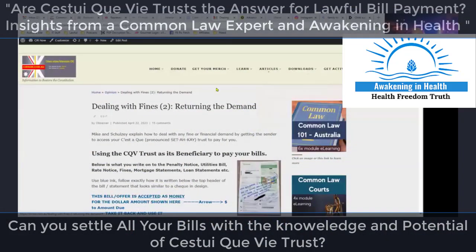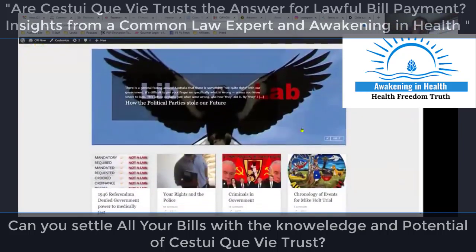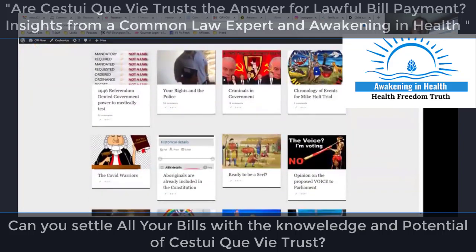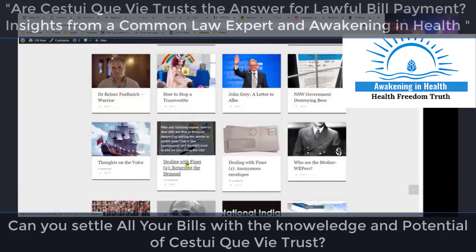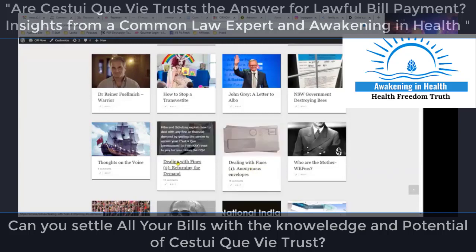There we have the screen for cirnow.com.au, and I'll just go back out here again and I'll show you how to find it. So you'll see here the big bird, and down here a wee bit is this one here, dealing with fines. And this is part 2. Dealing with fines part 1 is how to deal with anonymous envelopes. I don't recommend you do this too often because they generally get very nasty and they just keep on going. You have to deal with these people. So when they make you an offer, you can't refuse. You know, they're like the mafia.